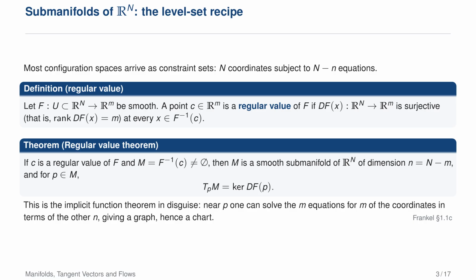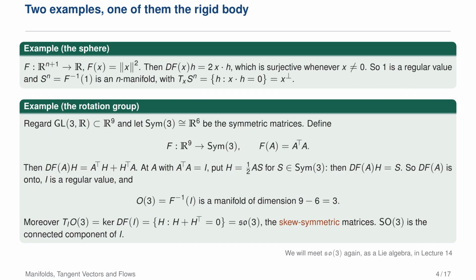Frankel section 1.1c. First, the sphere, where f of x is the squared norm of x. Its derivative sends h to 2 times x dot h, surjective whenever x is not 0. So 1 is a regular value, the n-sphere is an n-dimensional manifold, and its tangent space at x is the orthogonal complement of x.